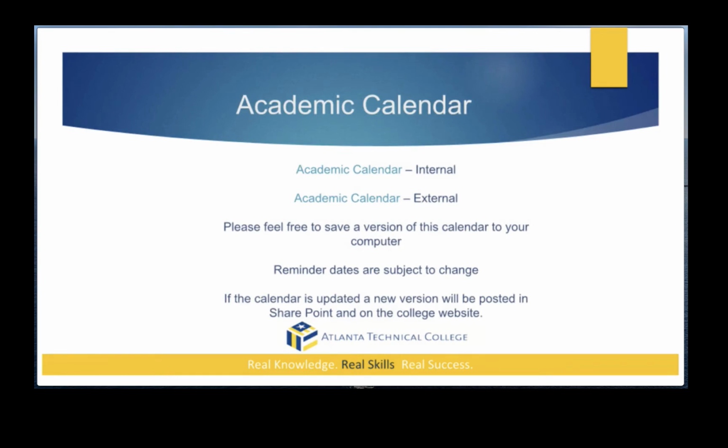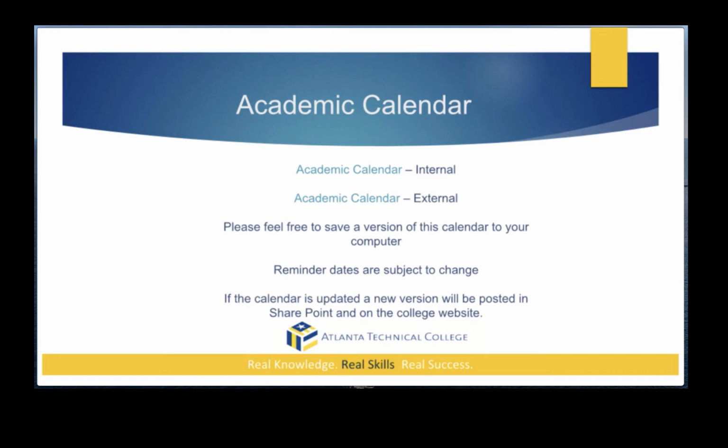Let's get started. We will start with the academic calendar. The academic calendar will be published semester by semester on the college website and in SharePoint. The internal version will be published in SharePoint. This calendar includes additional dates that are directly related to faculty and staff only. The external version of the calendar will be published on the college website. This calendar includes only the dates that students and the general public will be most interested in.